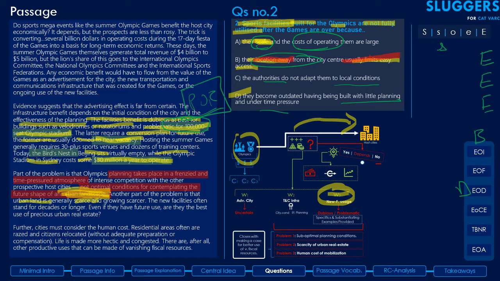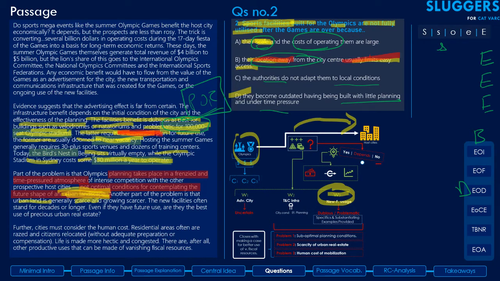Option C: the authorities do not adapt them to local conditions. So the facilities for the Olympics are not fully utilized after the games are over because the authorities do not adapt them. Now see, guys, as much as we agree that the author has talked about the idea that the latter, these Olympic stadiums, require a conversion plan for future use.